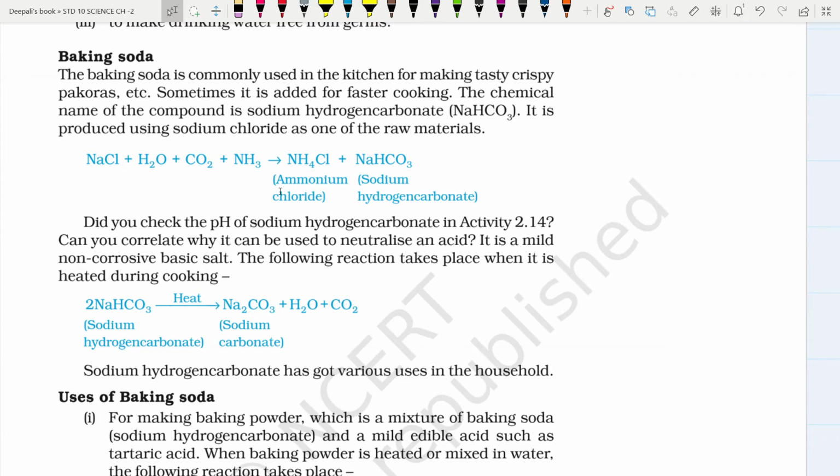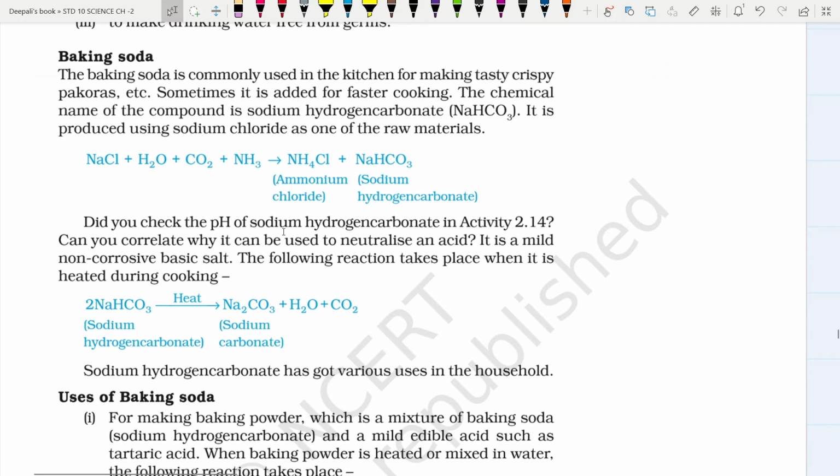The chemical name of the compound is sodium hydrogen carbonate, NaHCO3. It is produced using sodium chloride as one of the raw materials. NaCl plus H2O plus CO2 plus NH3. That is, when salt, water, carbon dioxide and ammonia react, it gives ammonium chloride and sodium hydrogen carbonate.